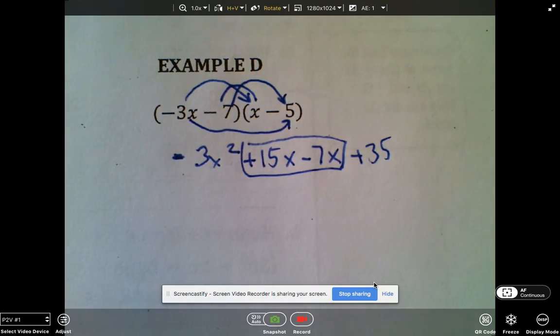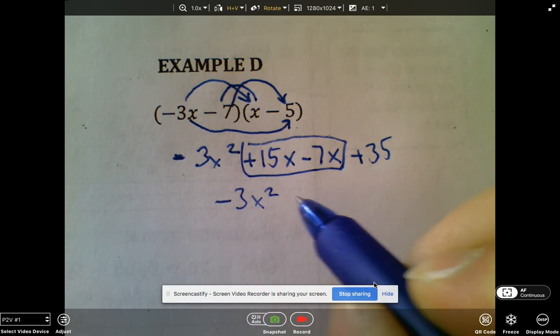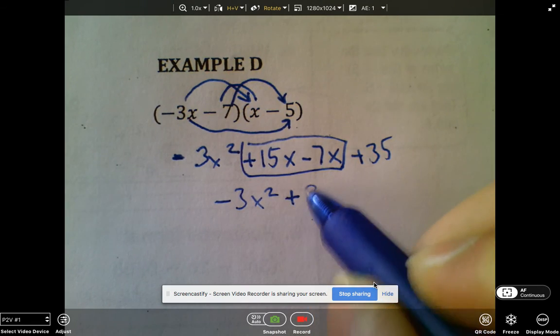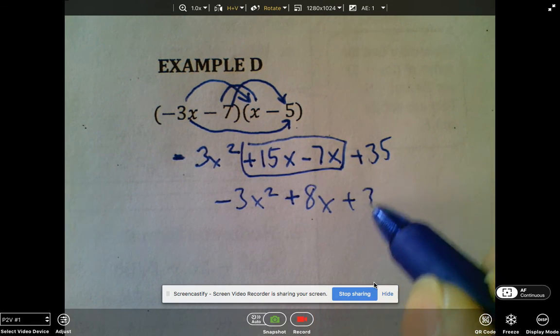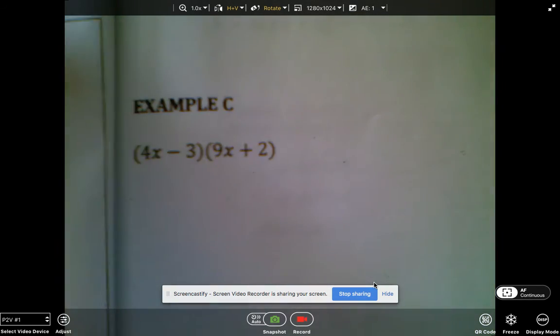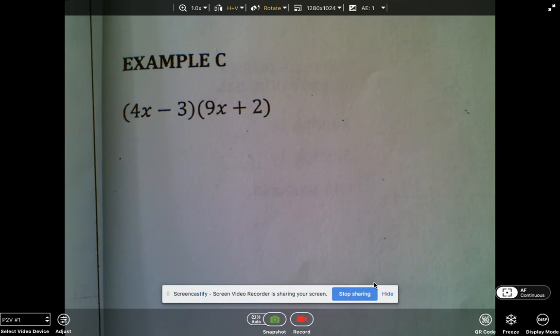So when I write this completely, my final answer would be negative 3x squared and then this would be plus 8x plus 35. All right, so take a second to either do example C by yourself or with a partner, and then we'll press play on the video again.